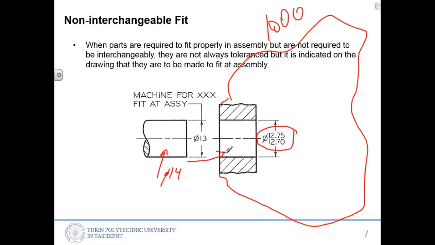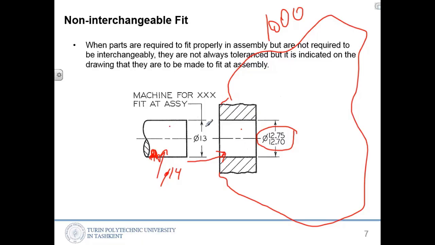If it cannot be inserted, then we do some manufacturing operation, like polishing, and then insert again. If not, polish again, and whenever it inserts, that part will be inserted. That part will be specific for this hole only, not other holes. Then for another part, we do the same operation.